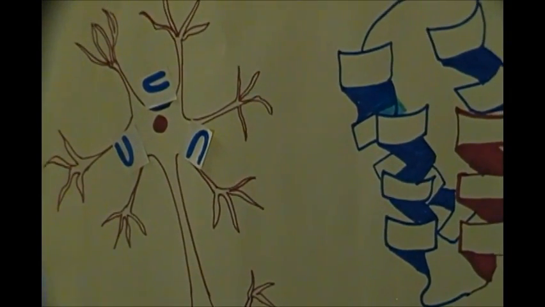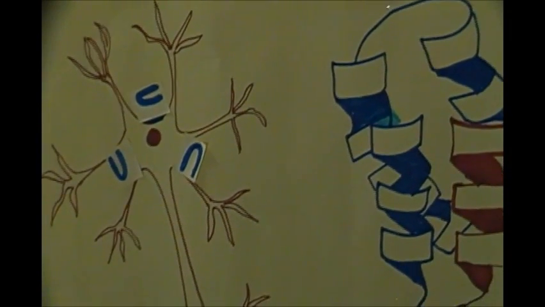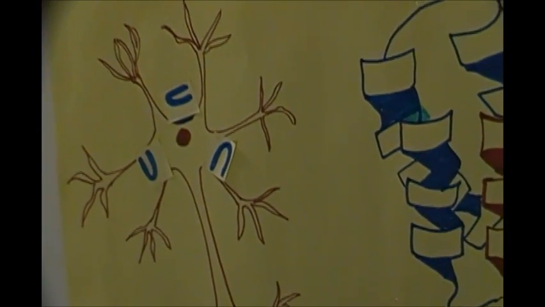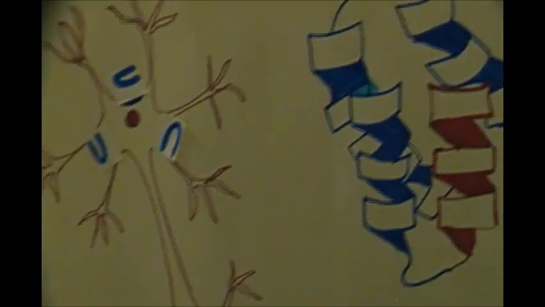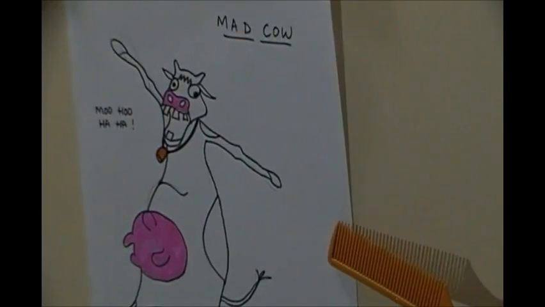This infection causes the disintegration of neurons in the brain, and holes appear that look like sponges, hence the name bovine spongiform encephalopathy. The infection has no cure and can be fatal. A healthy cow can become infected by eating contaminated foods, which then becomes a mad cow. A mad cow can then infect humans when they eat the infected beef, as seen here.